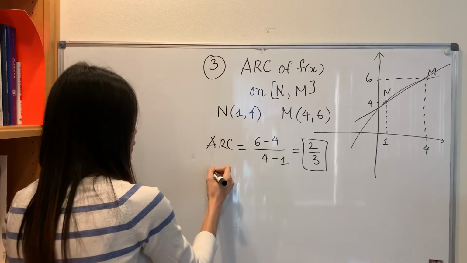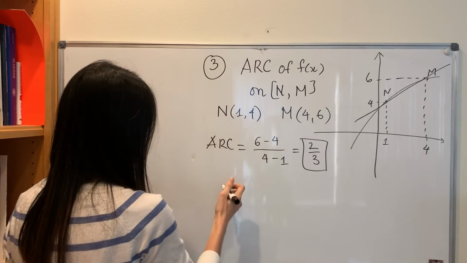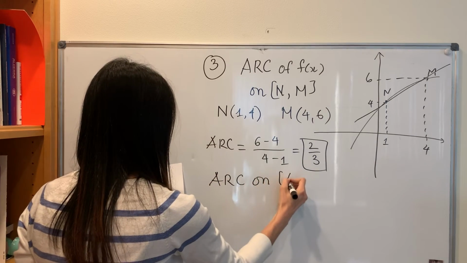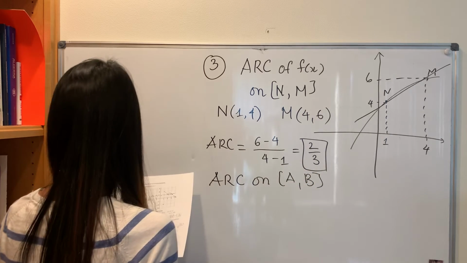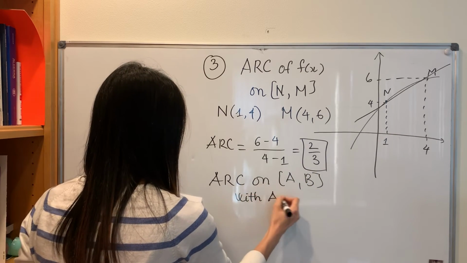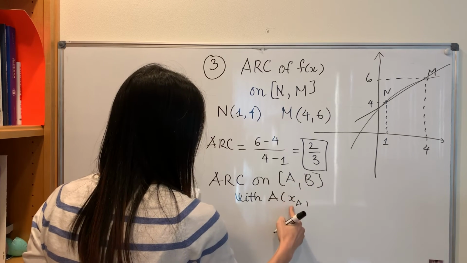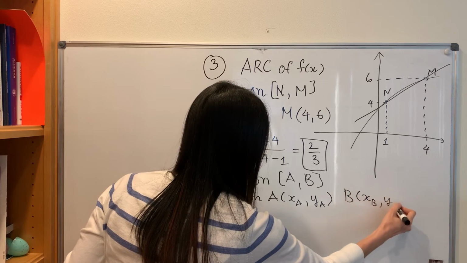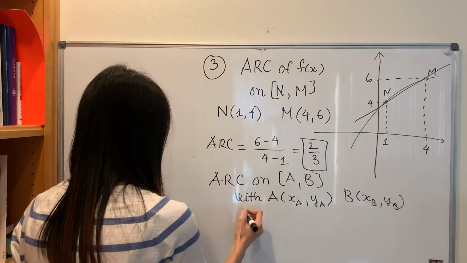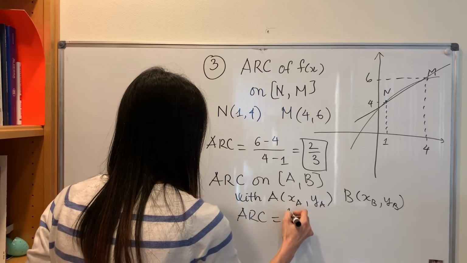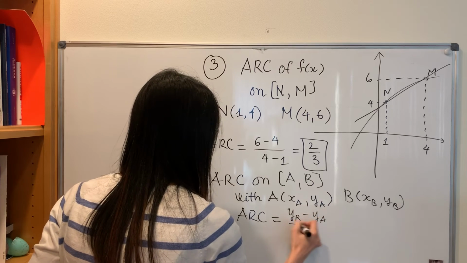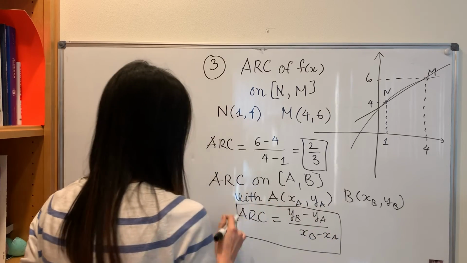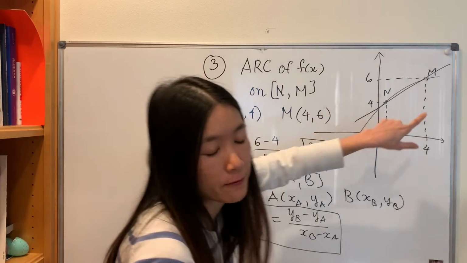So in general, if they give you a function as just a graph, the average rate of change on A and B can be any ordered pairs, with A having the coordinates x sub a, y sub a, and B having the coordinates x sub b and y sub b. Then the formula for the average rate of change is equal to y sub b minus y sub a over x sub b minus x sub a. So you can use this formula for question 3 when they give you the function as a graph.